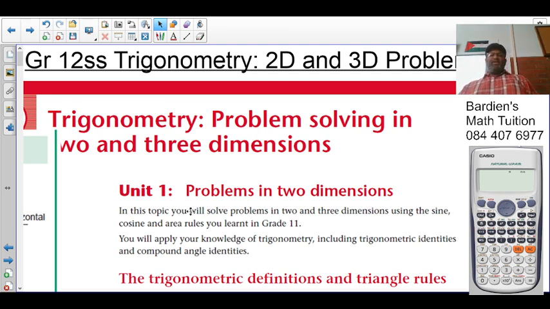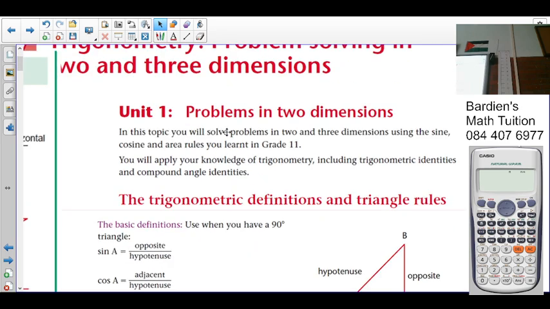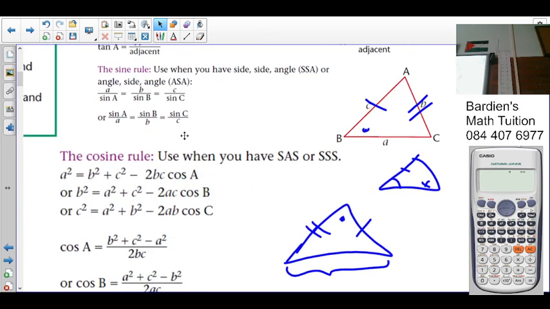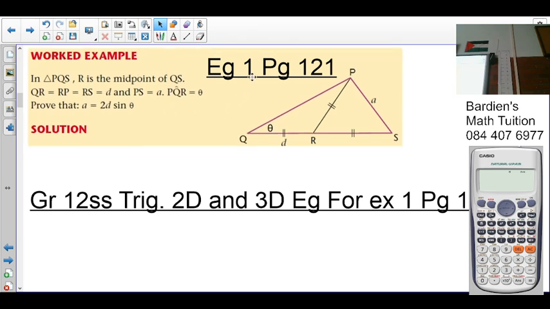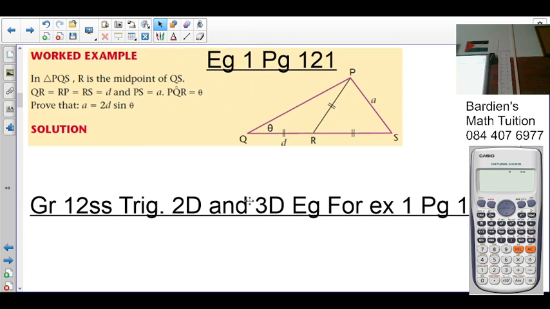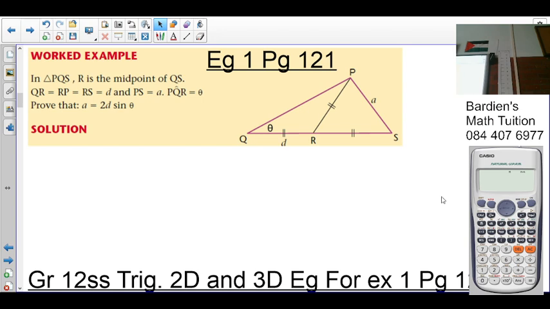So today we're looking at trigonometry, 3D and 2D problems. Okay, so we went through the basics again. So now we're looking at worked example 1 on page 121, and this is for exercise 1 on page 121.